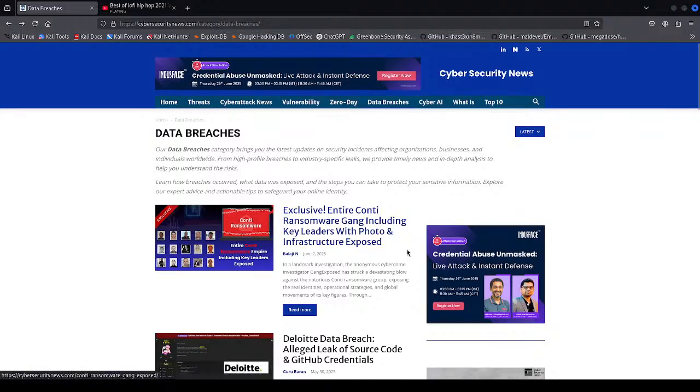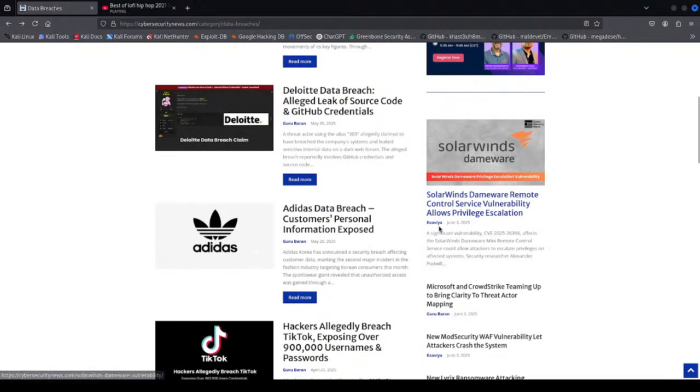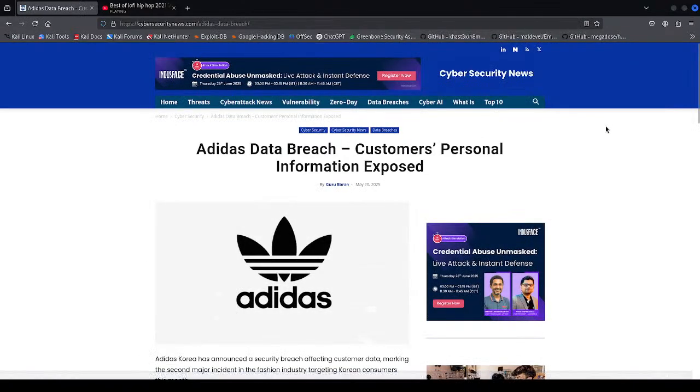So this is a good article. The Deloitte data breach, alleged leak of source code and GitHub credentials. So the Adidas data breach, customers' personal information exposed. I'd rather read this one. Let's do the Adidas one, see what we find.